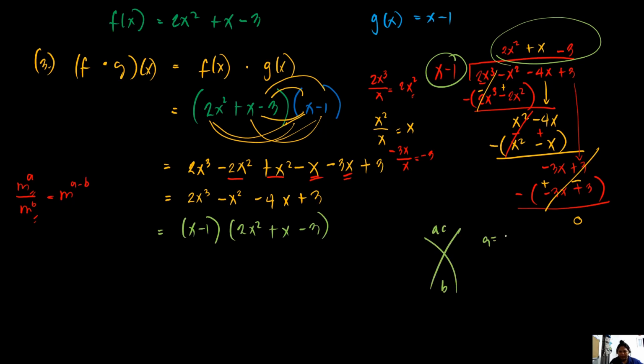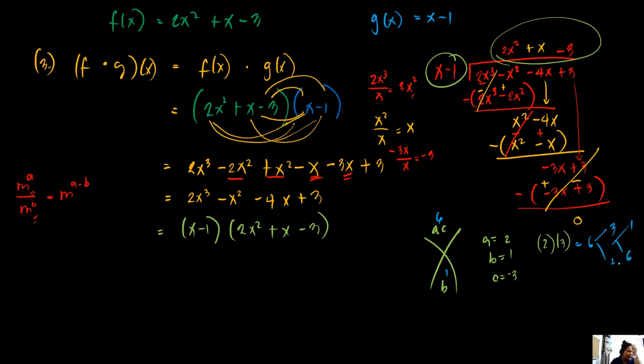Our A is 2, our B is 1, our C is negative 3. Our AC is 2 times 3, so it is 6. Our B is 1. Okay, that's our AC. Now, class, we have to think of all the factors of 6 that, if we add them, we will get 1. So let's list down: we have 3 times 2, we have 1 times 6, and so on and so forth.